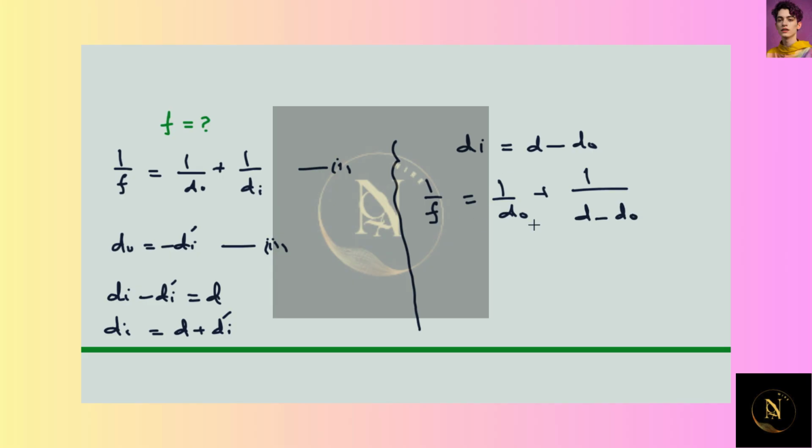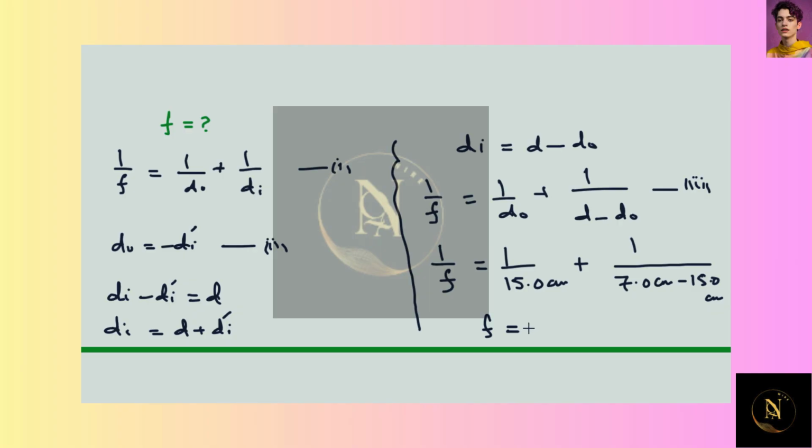Now inserting the values into this equation number 3, we can write 1 divided by f is equal to 1 divided by do, which is equal to 15.0 centimeter, plus 1 divided by 7.0 centimeter minus 15.0 centimeter. So this will give us the value for f as f is equal to minus 17 centimeter. So this is the required answer.